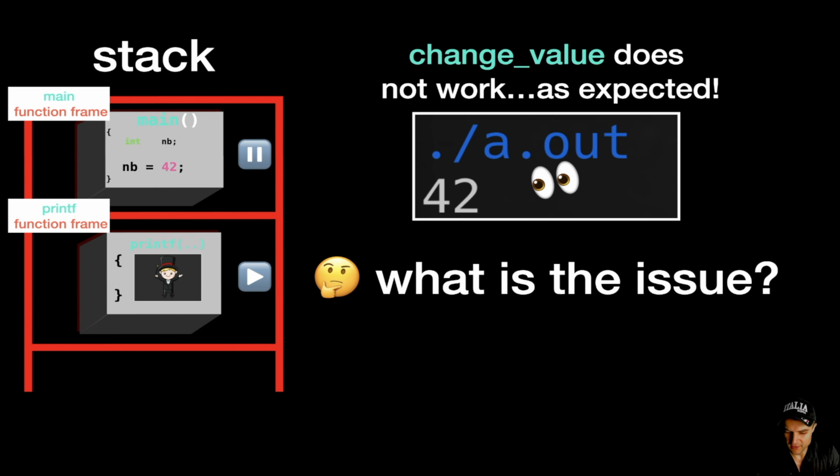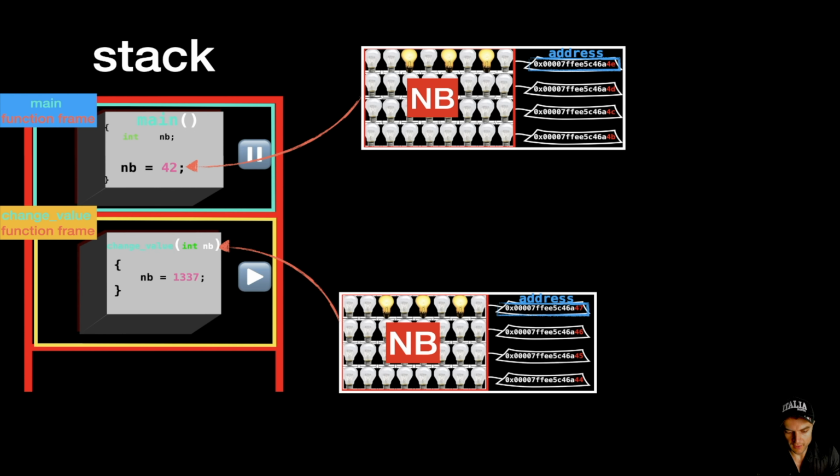Or is it? Namely, the function worked, but maybe I didn't quite understand what was going on, right? So what is the issue here? What is the problem? Let's try to understand and deconstruct this issue. So now we stop at the moment in which we were calling the change value function. So I have my main function frame, and then I have my change value function frame, as you can see. So I have my variable NB, both in main and in change value. But let's watch more carefully what is going on here.